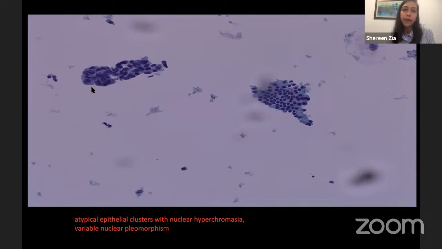Whereas if you compare this to this, there is a drastic difference. The cells are losing their arrangement, and they're more pleomorphic and more hyperchromatic, and they're atypical clusters of epithelium. So that was labeled as suspicious for malignancy.